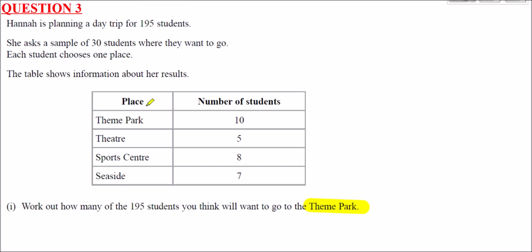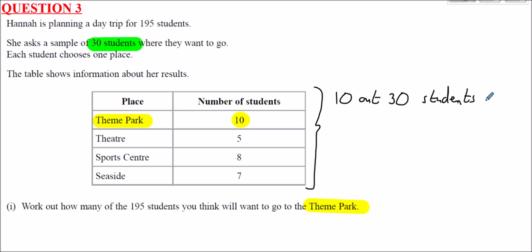So looking at this table here, theme park, 10 students said they'd like to go to the theme park out of 30, because 30 students in total were asked. So we can say 10 out of 30 students chose the theme park.